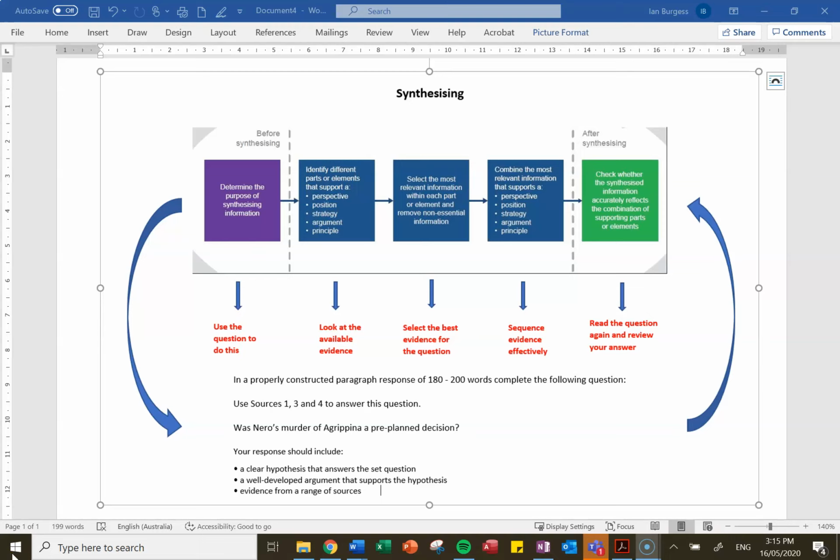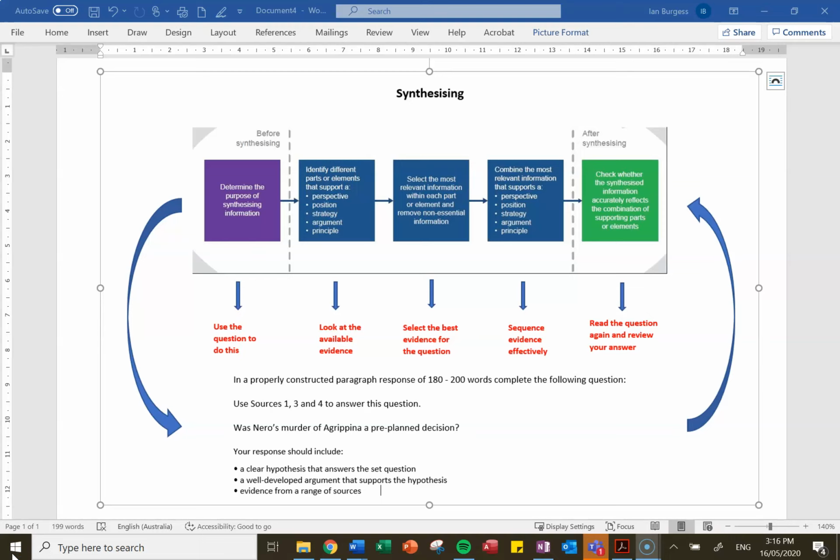So as always, our first step is to consider the purpose of synthesising information, so the purpose of what we're doing. And to do that, we've obviously got to read the question first. So we always read the question before we look at the sources or do anything else, so we've got a clear idea of what specifically we need to do.